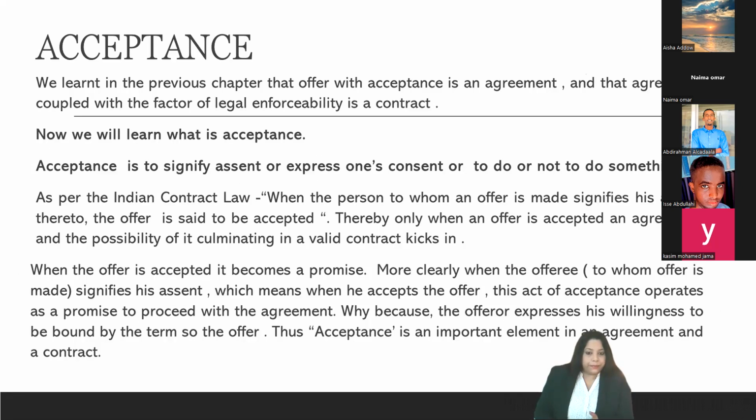It might seem simple, but you need to know the definitions and you need to write the words exactly as it is: signifying assent or express one's consent. So these are two key phrases here. Signify assent, express one's consent.